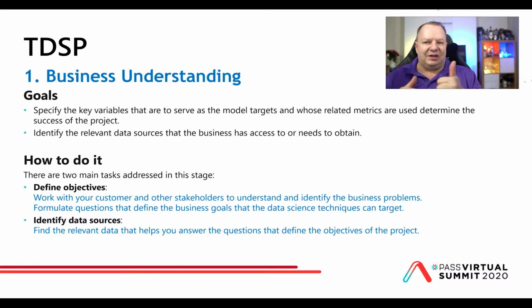So we're going to define the objectives, and we're going to identify the data sources. This is where we work with our stakeholders to define what it is we're trying to do, what questions we're trying to ask, and then how we go about achieving those. And then what data sources will be important for us to work with in order to make this all happen. So that's going to be the business understanding phase.